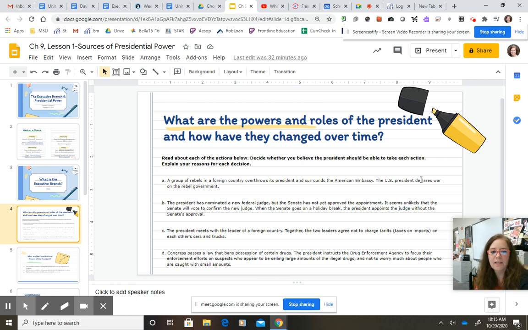So when you're thinking about the role and the power of the president, we'll look at 4 different scenarios here. Just let me know if you think the president should be able to do what it's saying, or they shouldn't be able to do. So for example, a group of rebels of a foreign country overthrow its president and surround the American embassy. The U.S. president declares war on the rebel government. Does the president have the power to do that? What do you guys think?